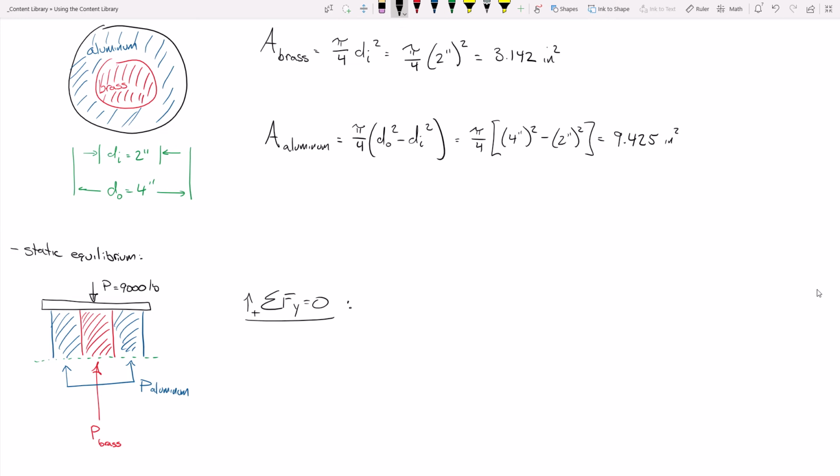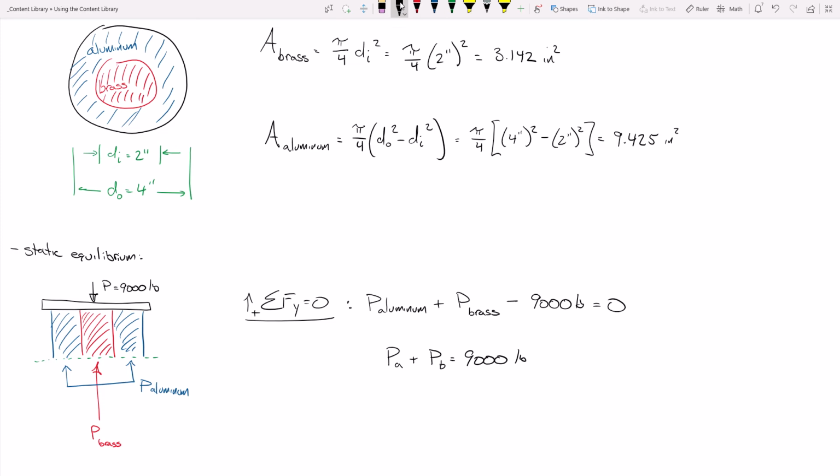See, if I sum forces in the y direction, I get P aluminum plus P brass, that's everything going up, minus 9,000 pounds going down is 0. Let's be formal about it. If I rearrange this equation, and I'm getting tired of writing aluminum or brass out, I'm going to say PA plus PB is 9,000 pounds. And this is the crux of the problem. I propose that PA plus PB must be 9,000 pounds.